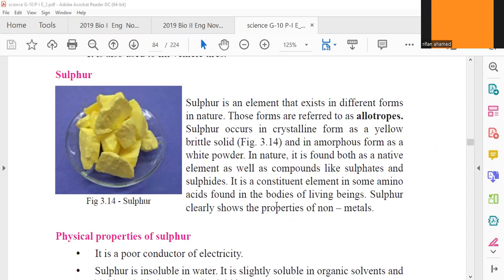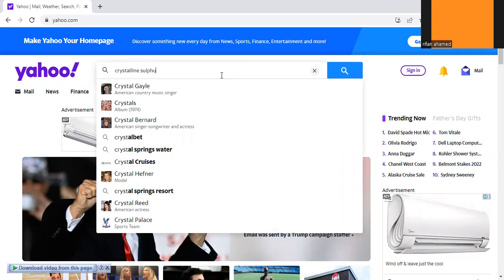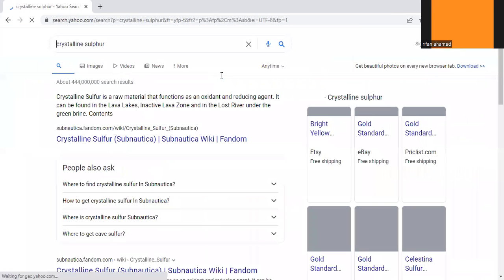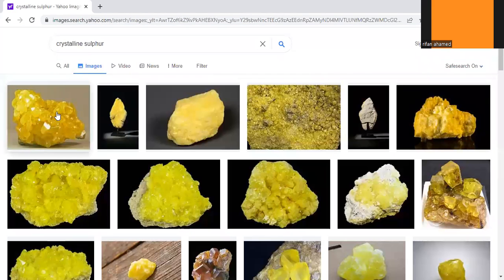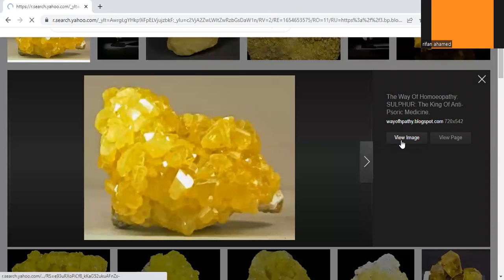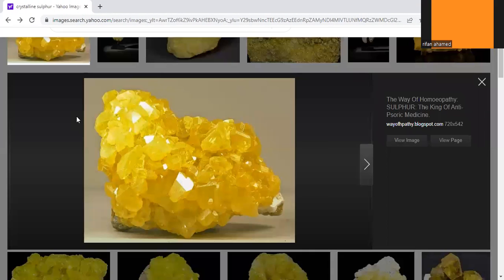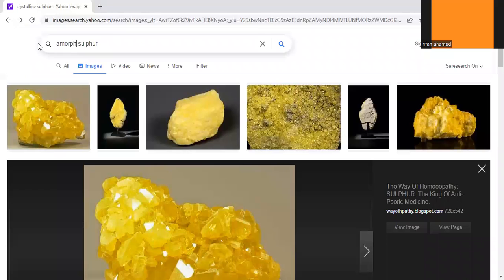Sulphur in nature occurs in two different forms. One form of sulphur is called crystalline sulphur. If you look at crystalline sulphur, it will look like this. It's a crystal, a shiny stone-like material. This is crystalline sulphur.